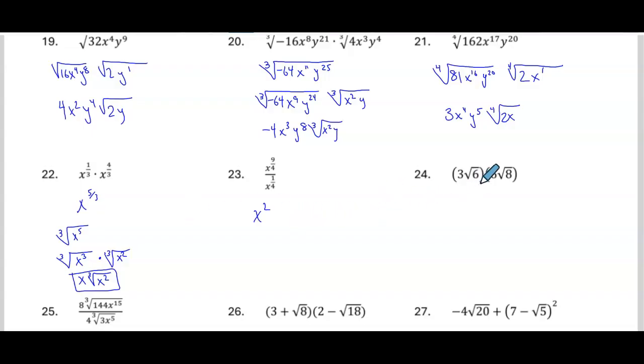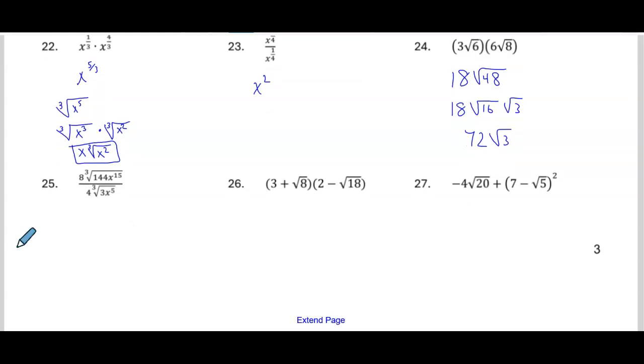Alright, number 24. Side by side here, there's no pluses and minuses, so it's not a foiling situation, it's just multiplication. So 3 times 6 is 18. The root multiplies to 48. Can you simplify 48? Yes, there's a 16 in that, so we're going to do 18 times root 16 times root 3. That gives me 48. Root 16 is 4. 4 times 18 is 72. 72 root 3.